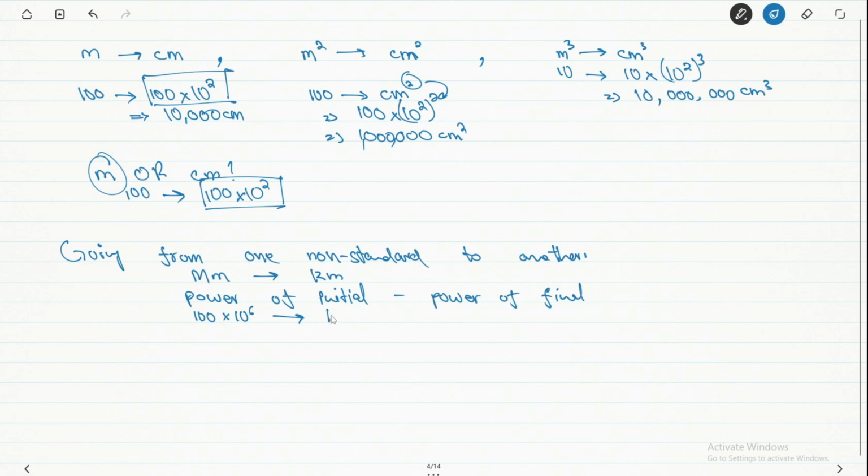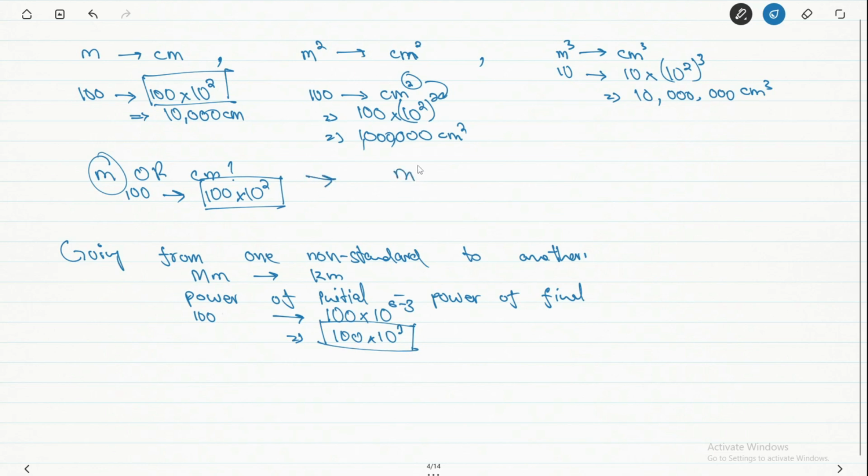So 100 megameters, in kilometers, it would be... the power of megameter is 6 and the power of kilometer is 3. So it would be 100 times 10 raised to the power of 3 kilometers. And if you look at this, we did the same thing here.